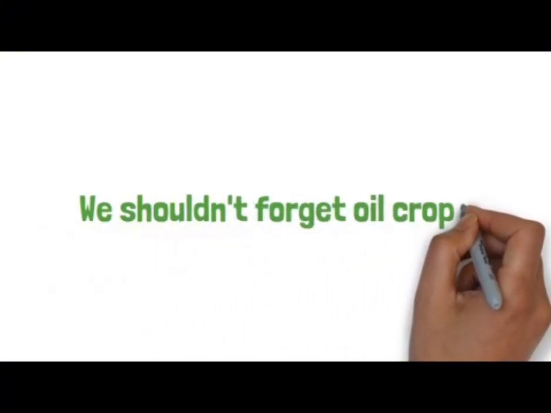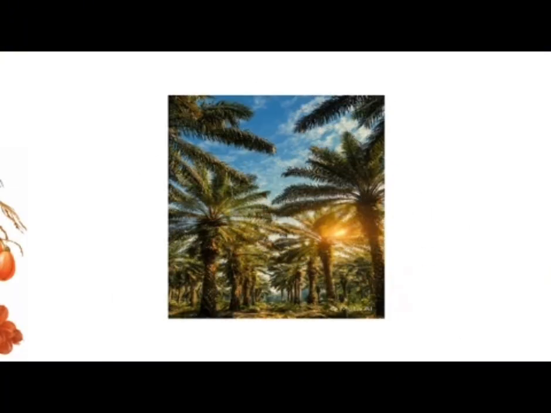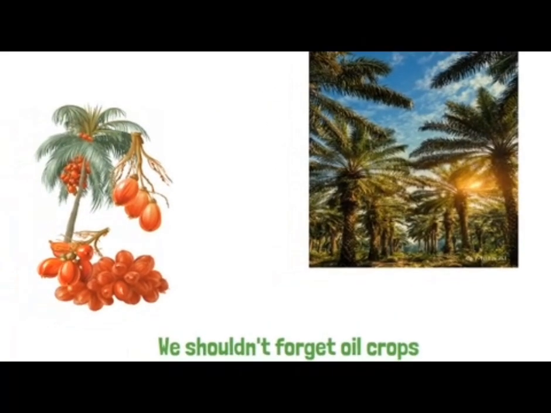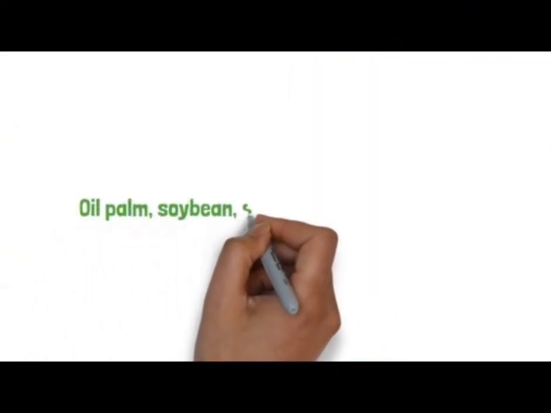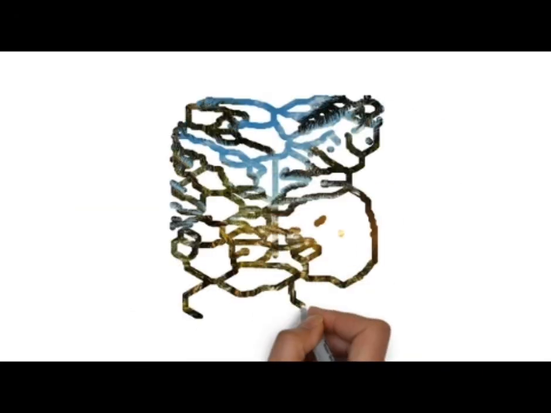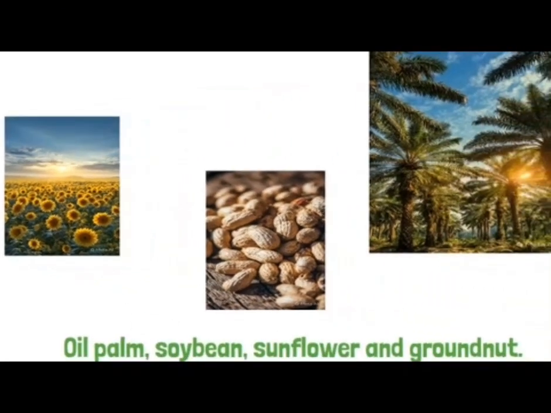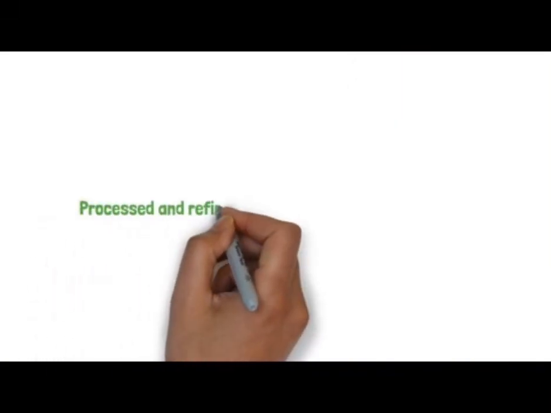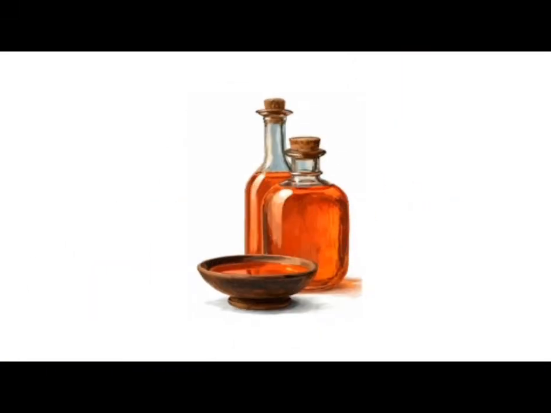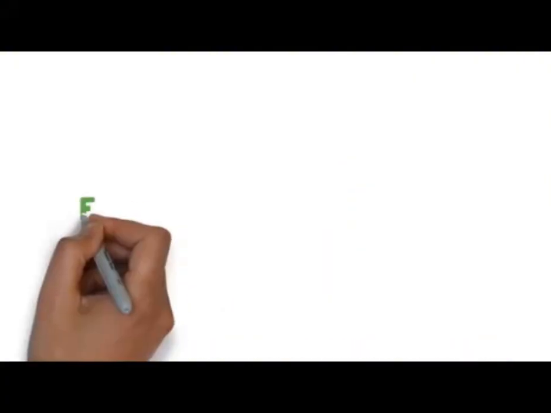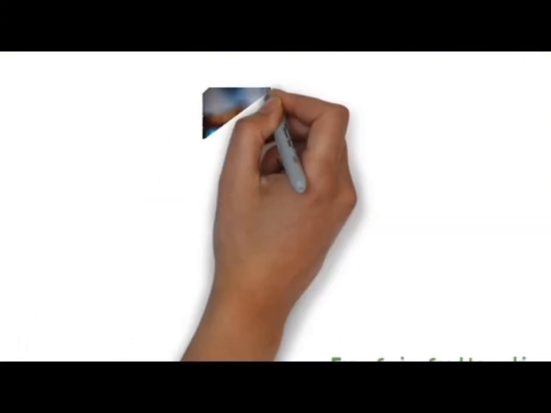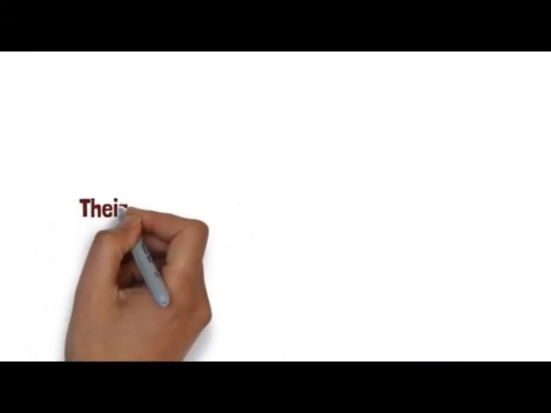And then, of course, we shouldn't forget oil crops, such as oil palm, soybean, sunflower, and groundnut, which are pressed and refined into oils that we cook with every day. From frying food to making soap, their reach extends far beyond the field.